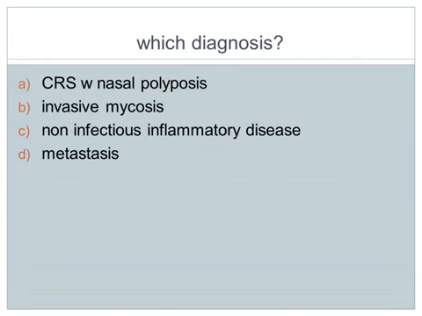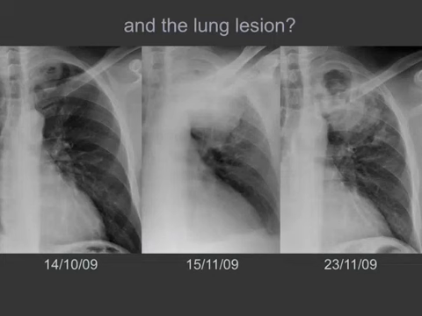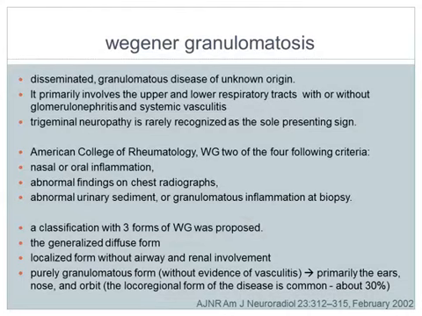And then the final answer was very interesting, because at the end the solution was that we were dealing with a change also in the lung, with a very fast change in this situation that raised the suspicion that the histology was not correct. And this was a simultaneous involvement of the paranasal cavities and of the lung with Wegener granulomatosis.